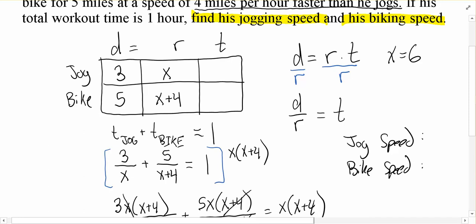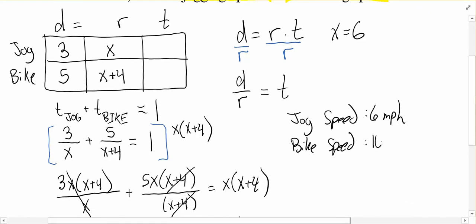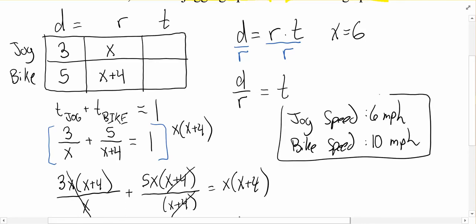And this is again why we like to organize our information in a nice, smart way, because we can clearly see the label that x is the speed at which we jog. So that's 6 miles per hour. And the rate at which we bike was x plus 4, 4 miles per hour more than that, so that would be 10 miles per hour. And that makes it really easy to answer the actual question that's asked of us if we organize our information well.